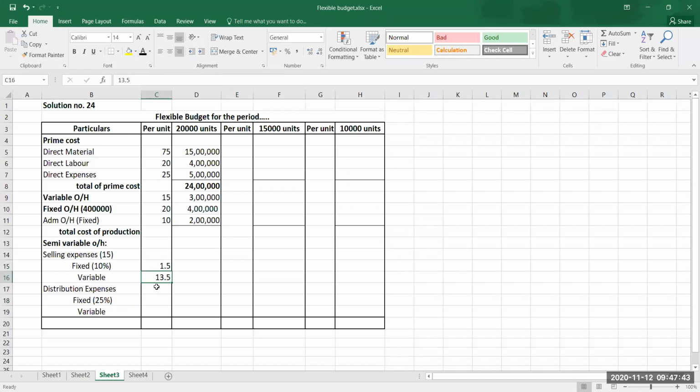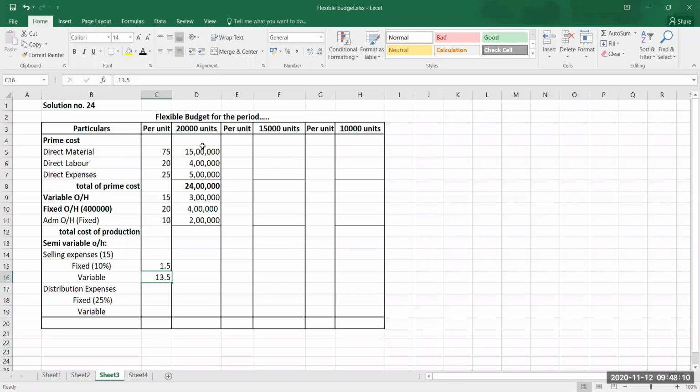Okay, that means total cost per unit is rupees 15. The proportion of fixed cost is 10%. So remaining will be your variable expenses. So 10% I have calculated from the 15 rupees. So I will get 1.5 rupees. So that will be my fixed expenses for selling expenses. Okay, and variable will be 13.5 per unit cost.